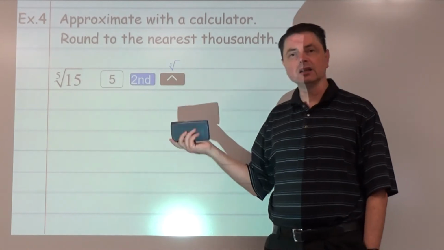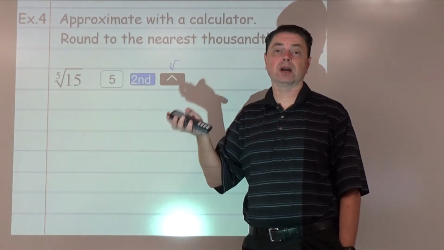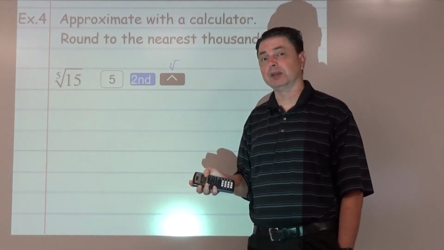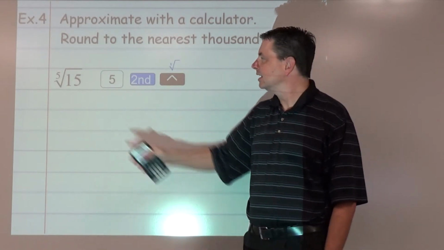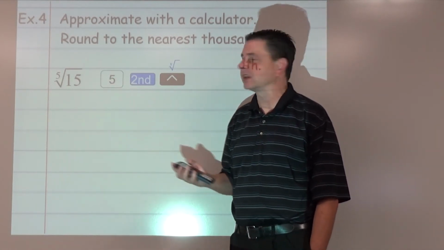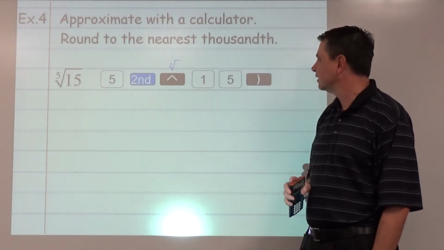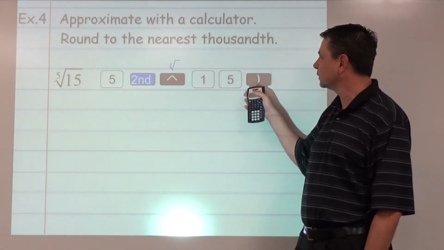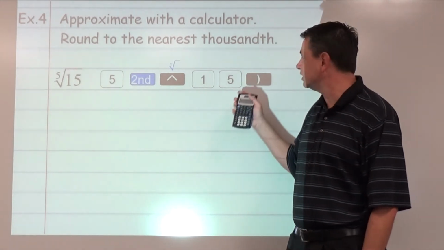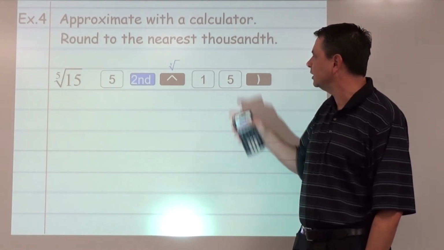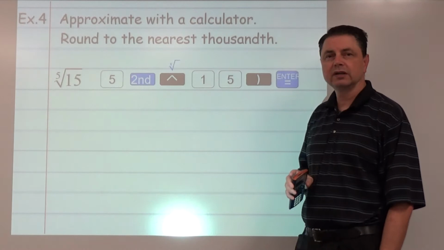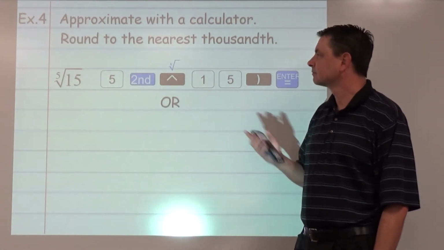Unlike when we do square roots, which would open parentheses for us immediately, this one doesn't have it. Since it's just 15 that we're doing, I don't think we need the parentheses. So we can type in a 1 and a 5. Close parentheses if you need to, but I don't think we will need to here. Hit equals, enter, we get our value.